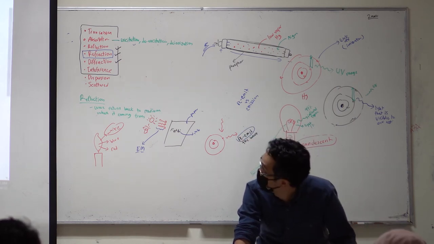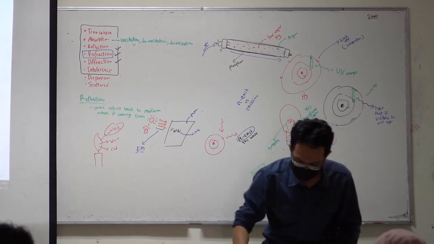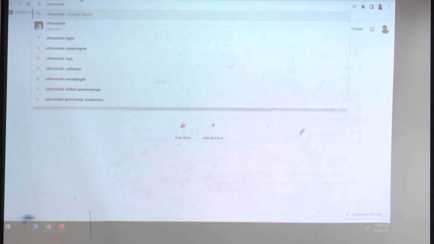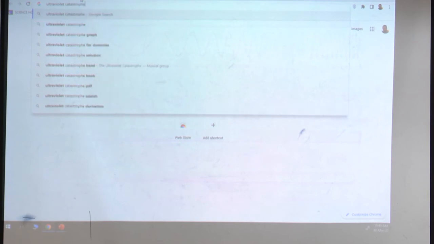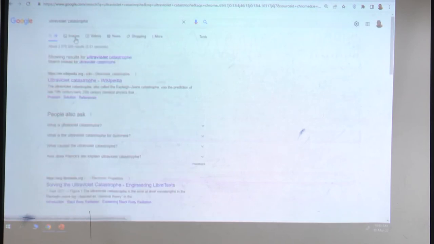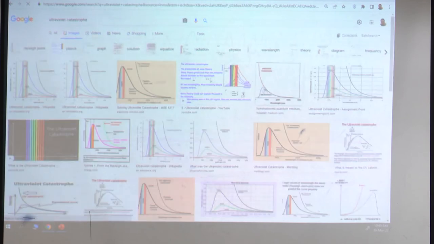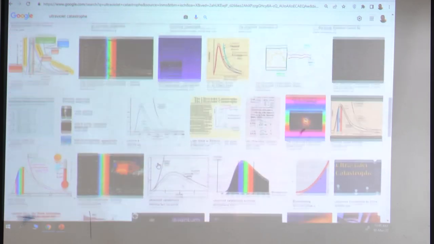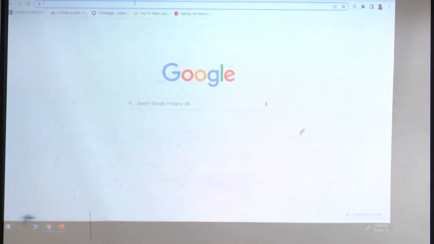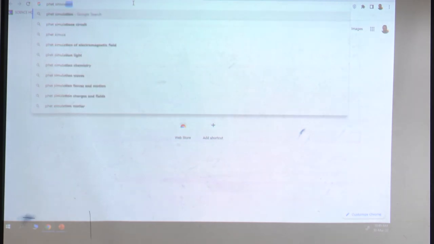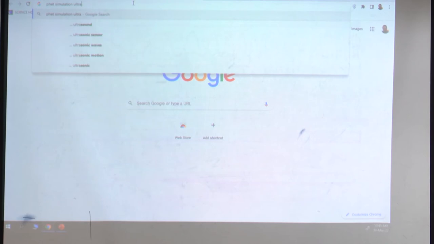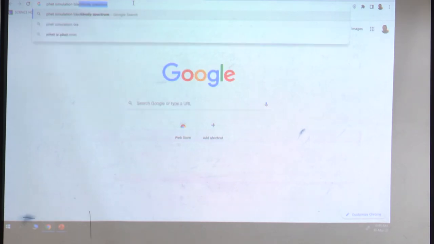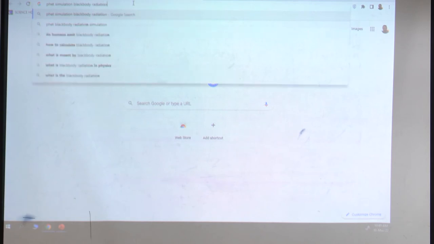let me go here. What is the thing? Let me show here, black body, ultraviolet catastrophe. Okay, go to images only. Which one is beautiful? I think I have this, the simulation. Yeah, black body radiation. I will explain a little bit. Black body radiation.